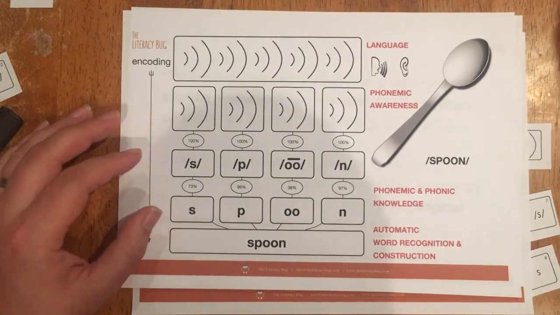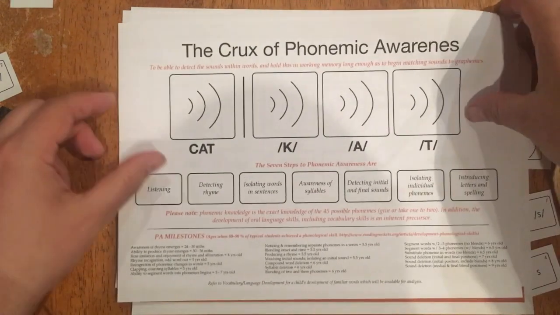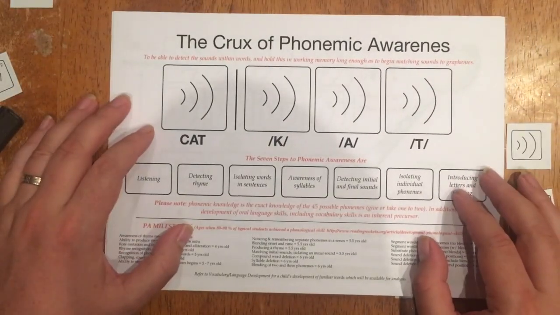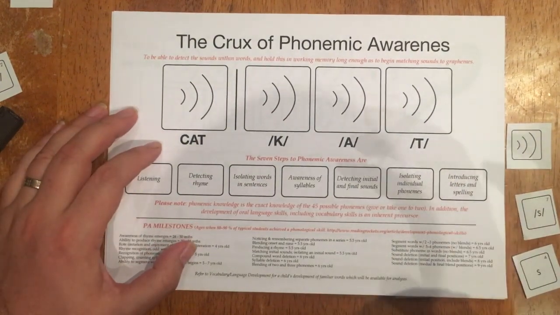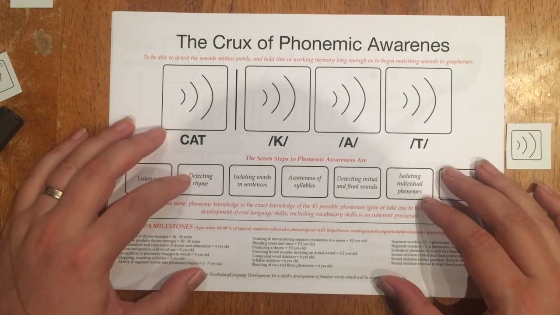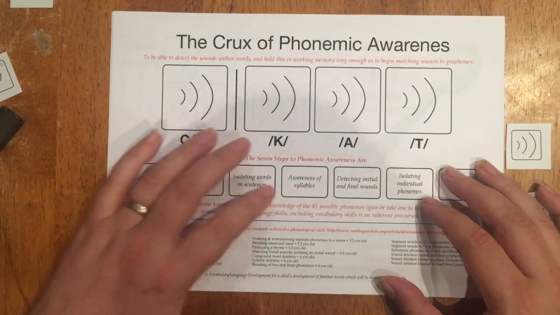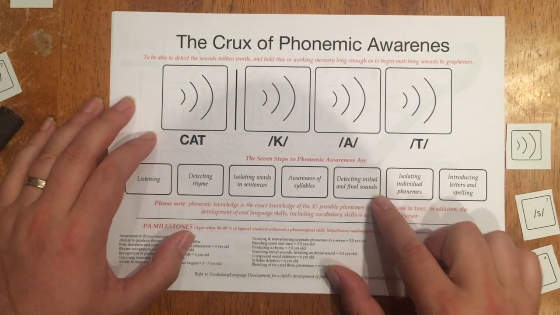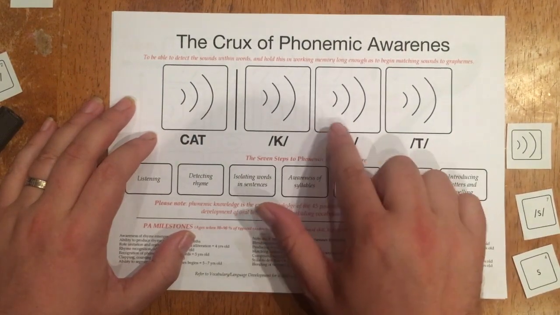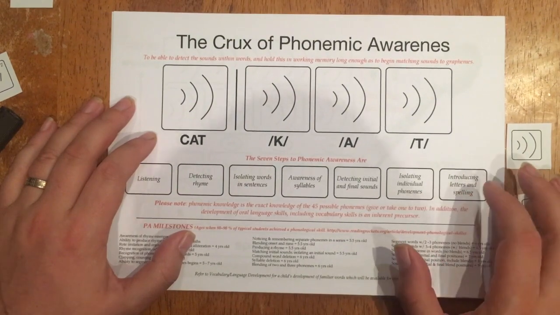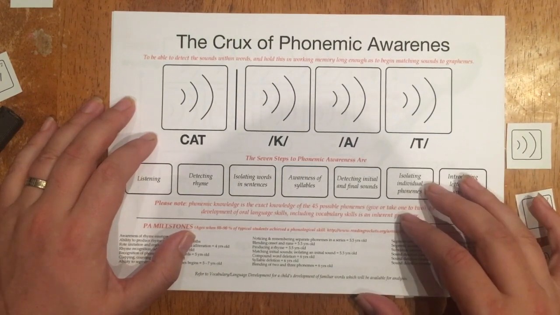So as I implied before, the crux of this activity is that children have strong phonemic awareness. They can listen, they can detect rhyme, they can isolate words in sentences, they're aware of syllables, they can detect initial and final sounds, they can isolate each individual phoneme within a word, and they can start to match those phonemes that they know with letters, and they begin to spell.